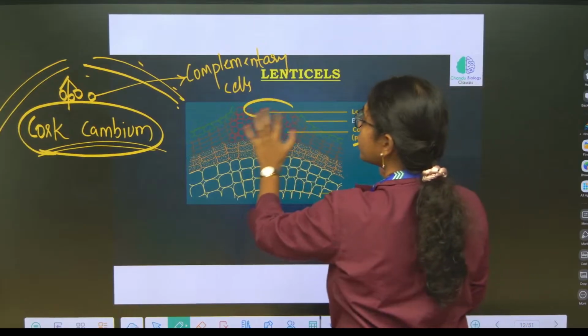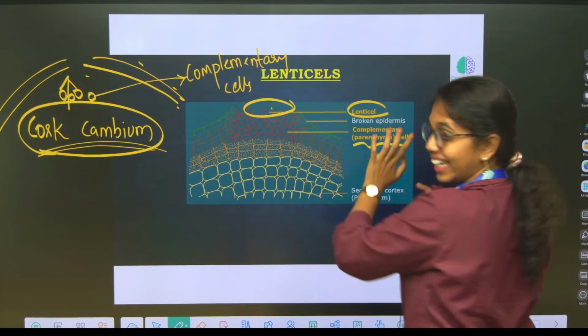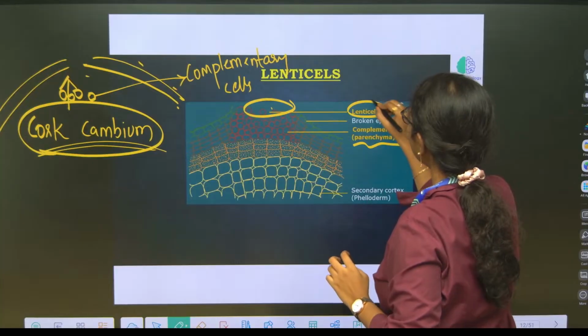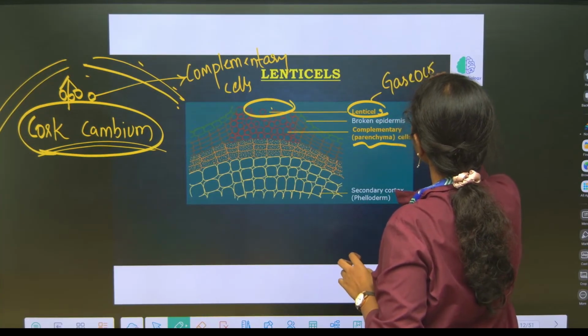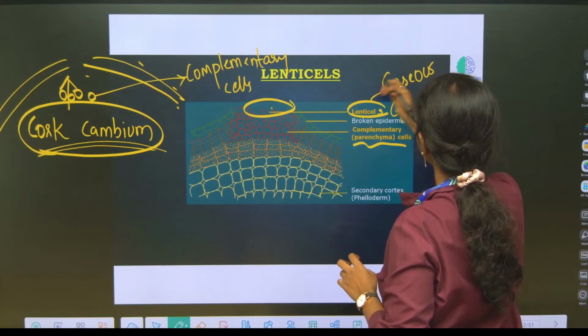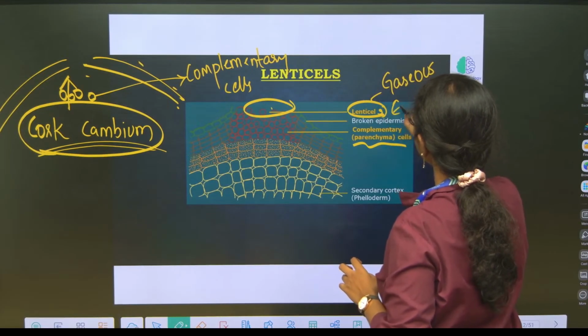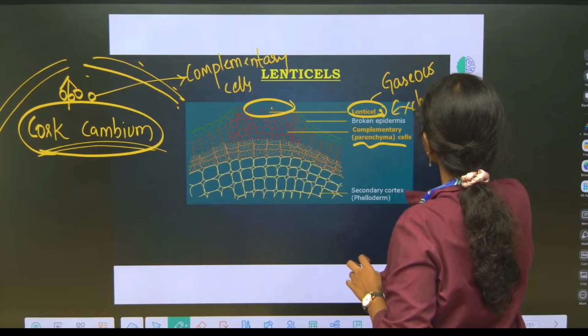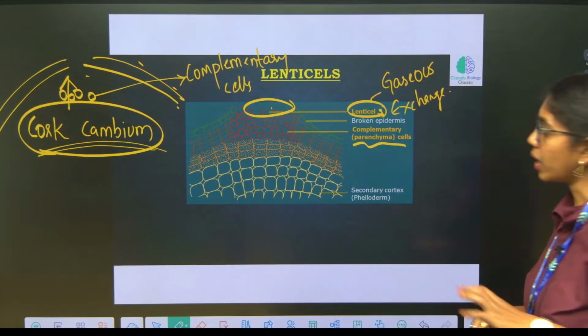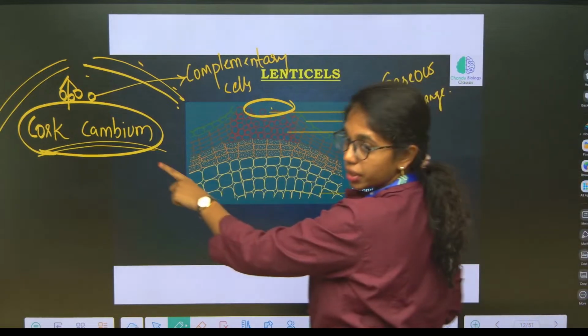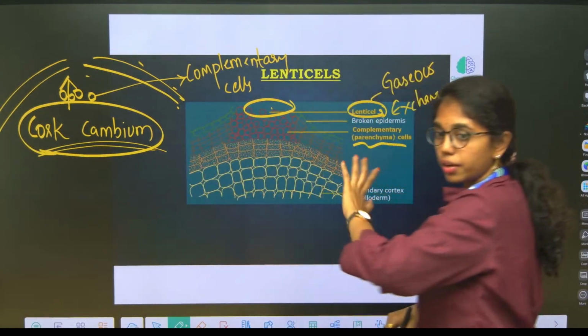And the spaces which are created are called lenticels. Lenticels aid in what? Gaseous exchange. Lenticels will aid in gaseous exchange. Clear, right? Okay, clear about the lenticels, complementary cells and cork cambium. Fine.